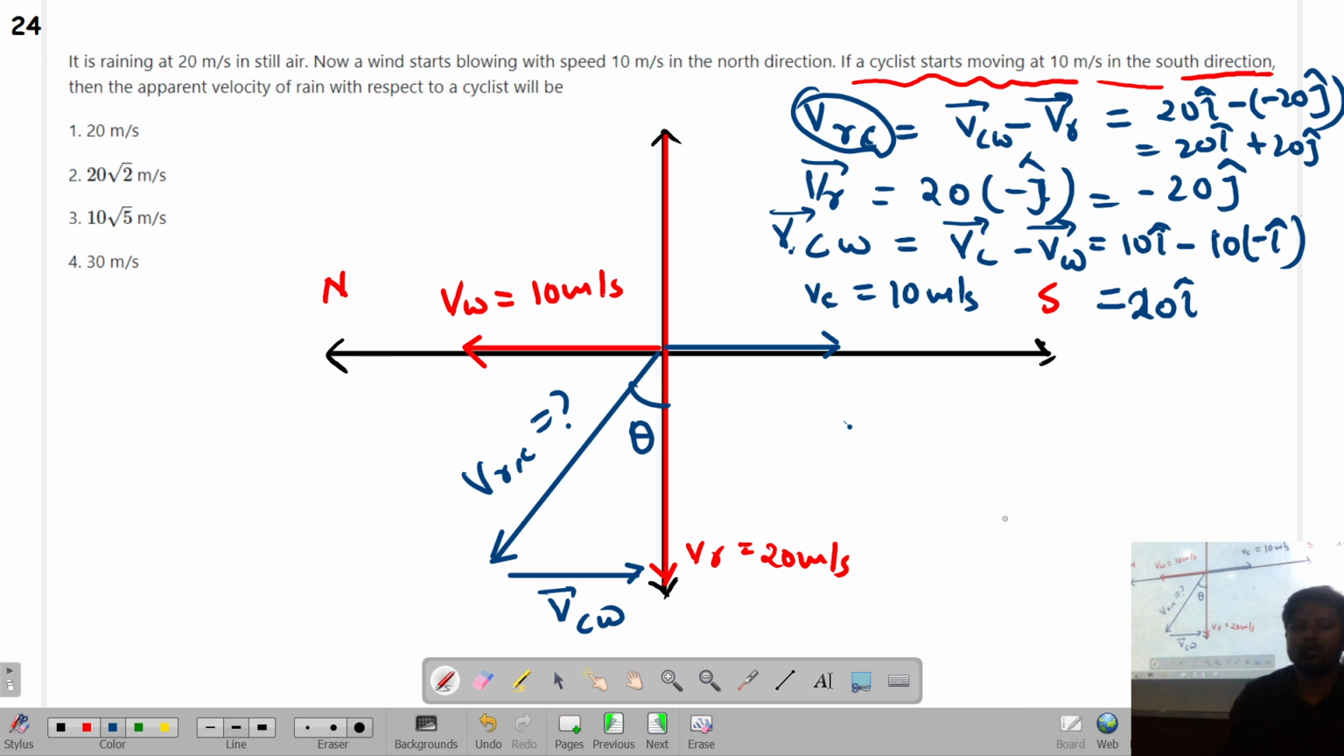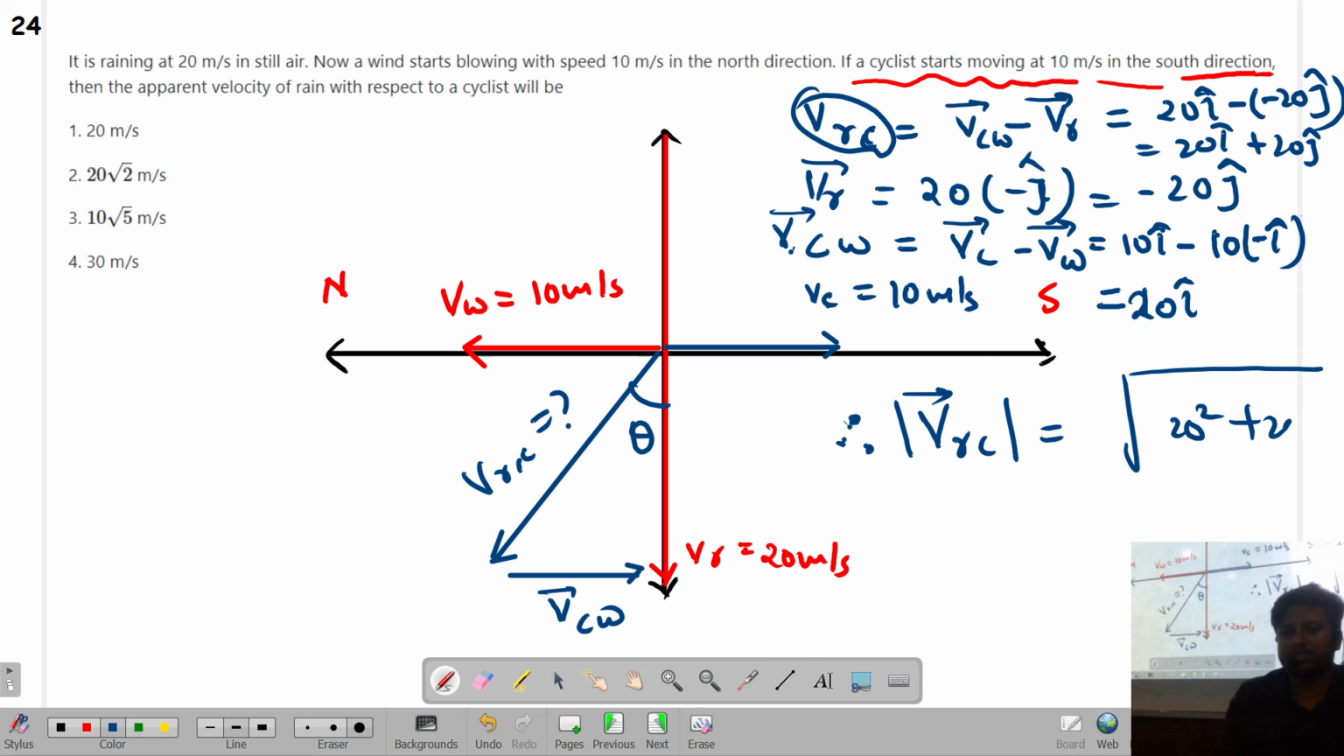So therefore, can you calculate the magnitude of it? Velocity of rain with respect to cyclist is equal to root over 20 square plus 20 square. That is root 2 into 20. So what will be your correct answer? 20 root 2 meter per second. In Topper, you know what is the solution given? Option 3 is given as the solution.